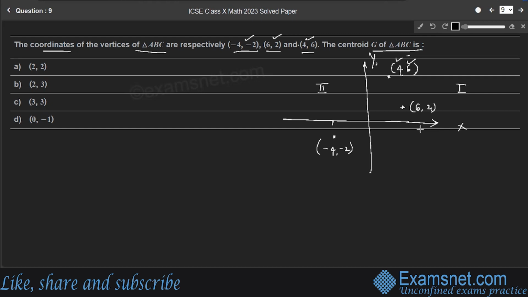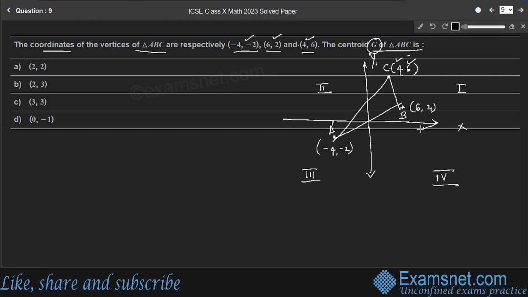The second quadrant has X negative values and Y positive values. The third quadrant has both X and Y negative values, whereas the fourth quadrant has X positive and Y negative. So join all these lines and we get a triangle. Name it as triangle ABC. We need to find the centroid G of the triangle.